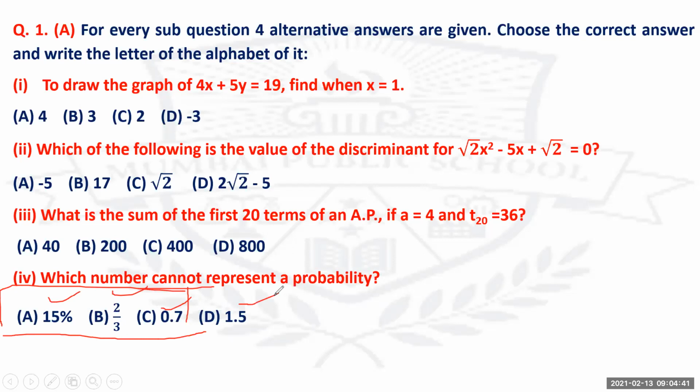This 1.5, as it is greater than 1, cannot be shown as a probability answer. So whichever values are greater than 1 cannot represent the probability. So 1.5 is the correct answer. The word "cannot" is very important.